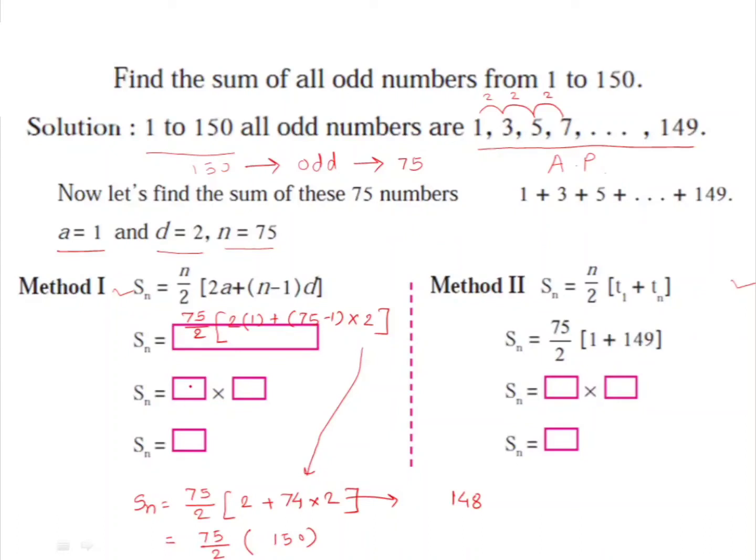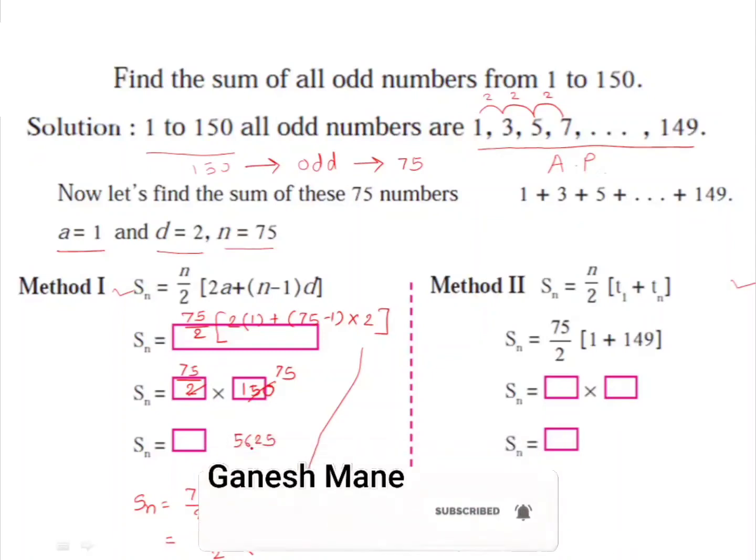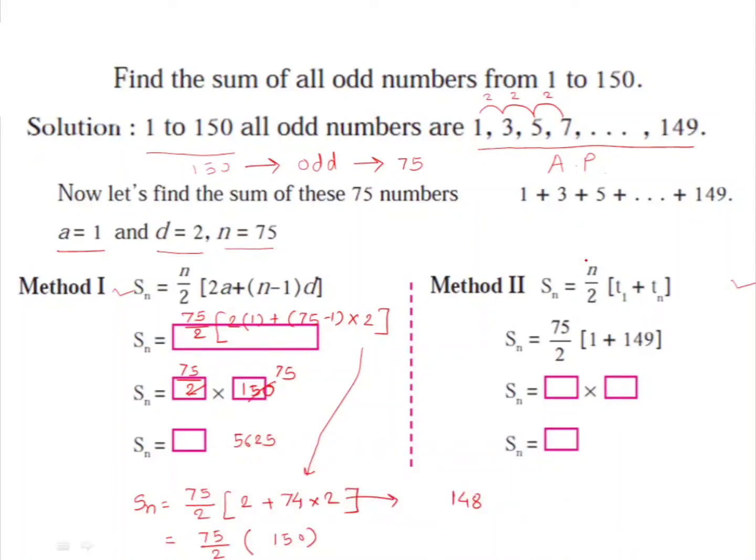So these are the two terms here: 75 divided by 2 is the first term, and the second term is 150. Now if we divide 150 by 2, we get 75. So 75 into 75 is 5625. So this is the sum of all these numbers. We have solved this by the first method, in which the first term, common difference, and the number of terms are given. From that we can find the sum of all the terms in that AP.